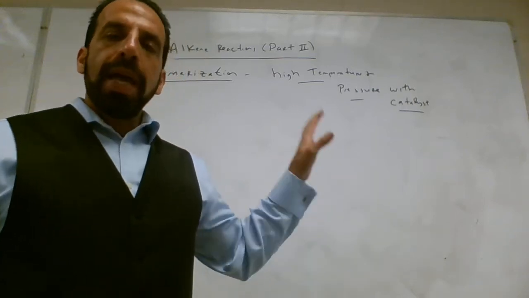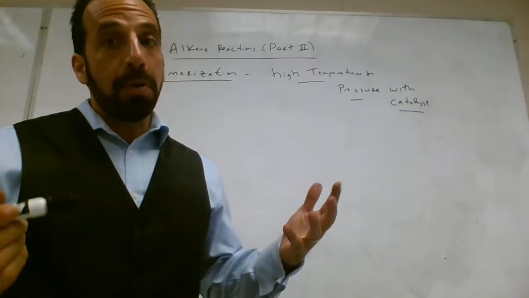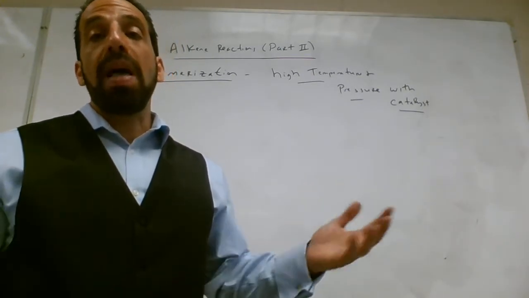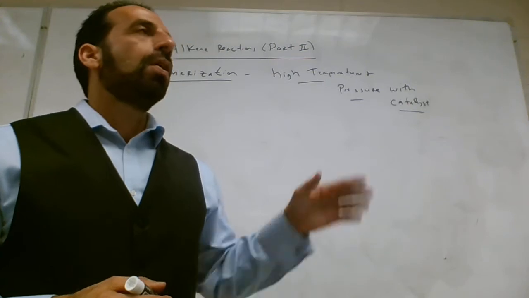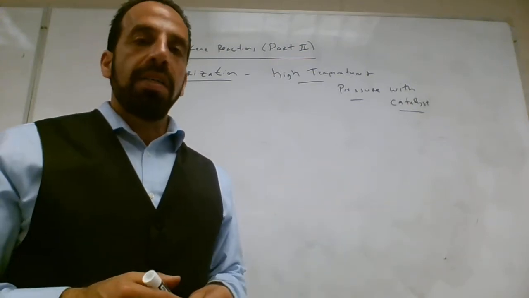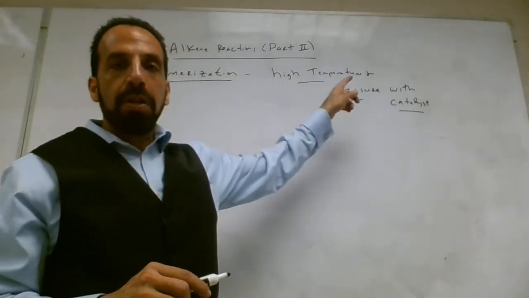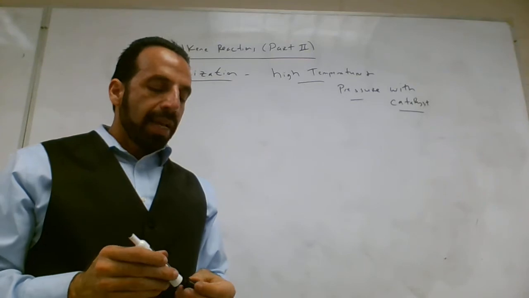So let's take a look at polymerization. This is a type of alkene reactions, probably the most important types, in which we actually make plastics. So when you say polymers, you're thinking plastics, even certain types of glues, Kevlar, etc. We're talking about polymers. Basically, for polymers now, I need high temperature and pressure with a catalyst.